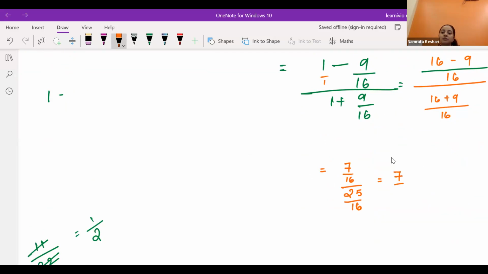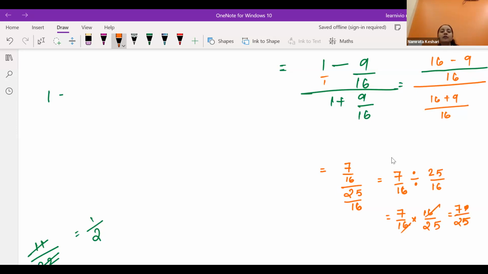If you apply the concept of fractions, 7 by 16 divided by 25 by 16 can be taken as a multiplication. This concept you have learned in the fraction chapter. It becomes 7 by 16 times 16 by 25. You don't have to write it in this much explained way. If you understand directly, you can write the answer. I am showing each and every step for explanation, and with 16 cancelled, you get 7 by 25. So the left hand side is 7 by 25.